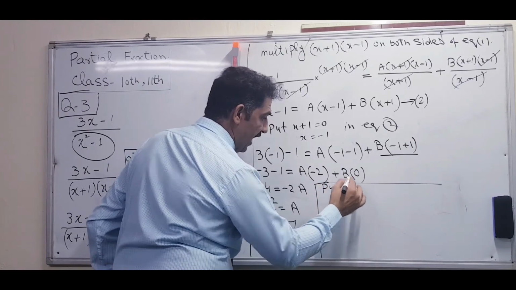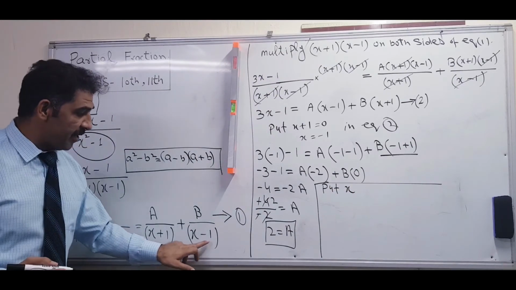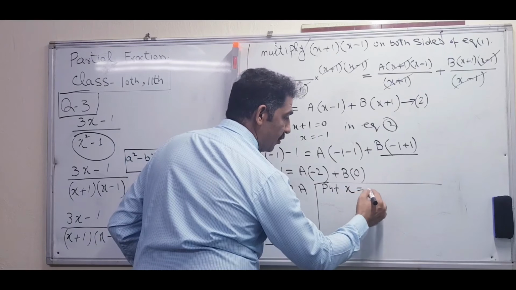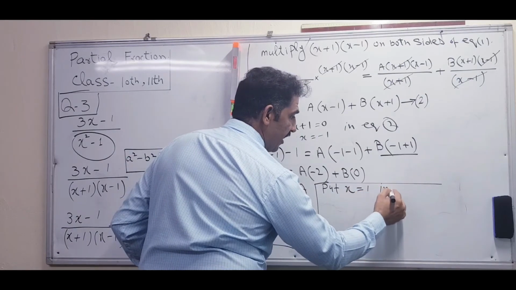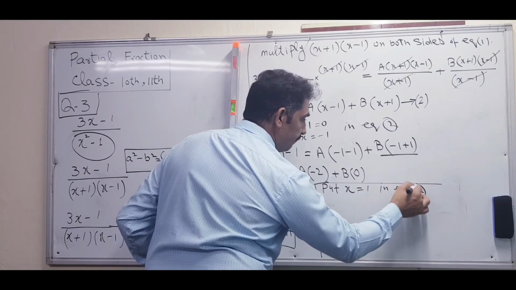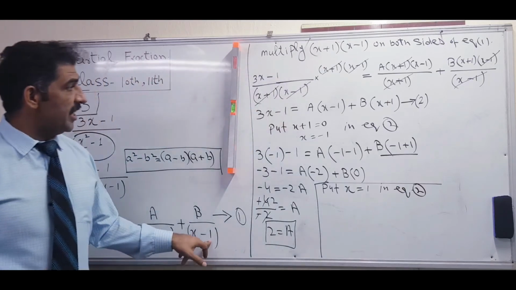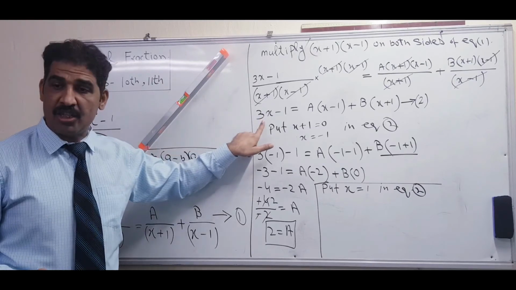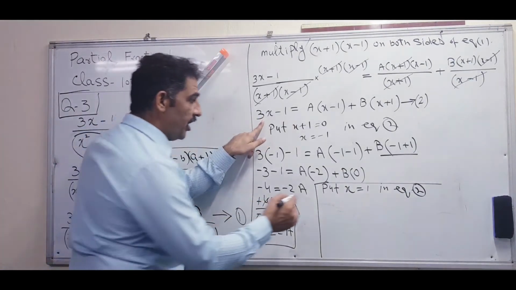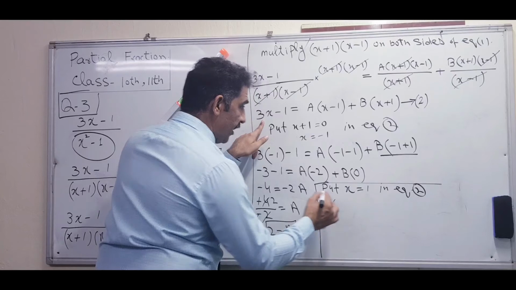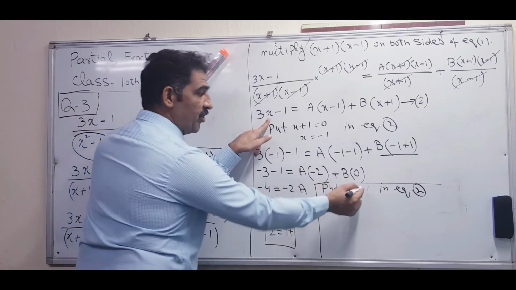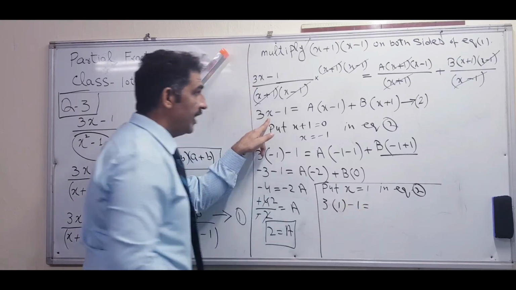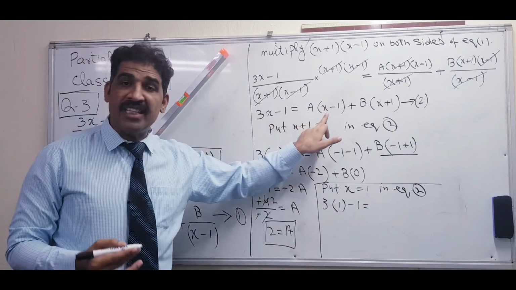Put x. Directly you can write that x minus 1 is equal to 0. So x is equal to 1. You can write directly also. x is equal to 1 in equation 2. So when you are putting x is equal to 1 in equation number 2, what is equation number 2? This is equation number 2. So 3 into, in place of x, what do we have to write? 1. Good. Minus 1.